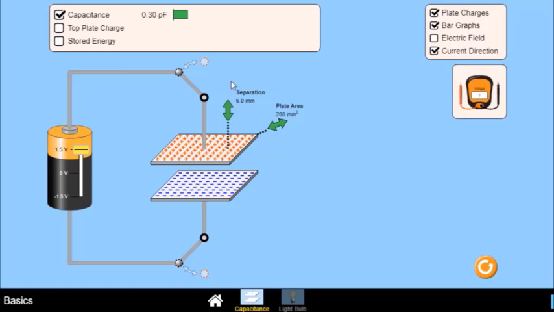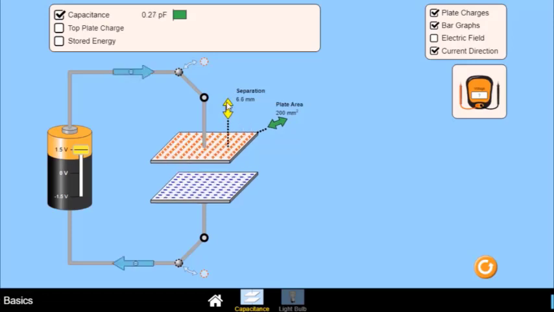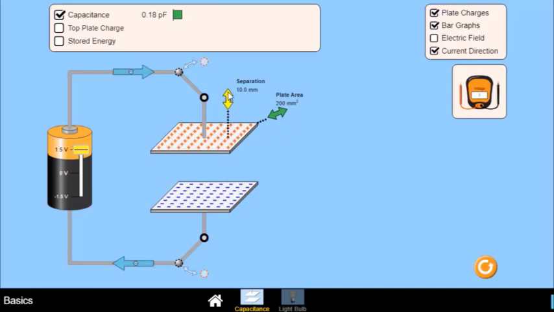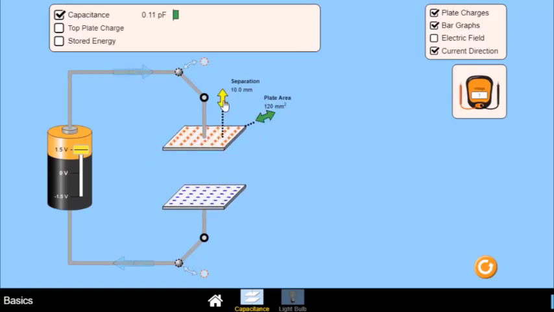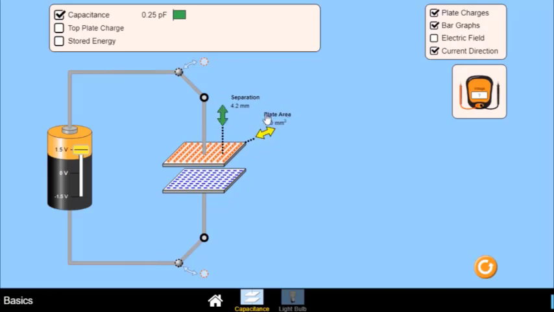In order to see what are the factors that affect the capacitance, I am going to vary or change these two variables. The first variable is the distance separating the two parallel plates, or the distance of separation. I can increase it and I can decrease it. The other factor is the area of the plates, or the common area of the plates of the capacitor, which I can also increase or decrease. These two factors affect the capacitance, but how?